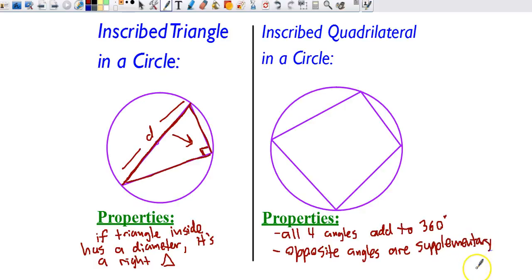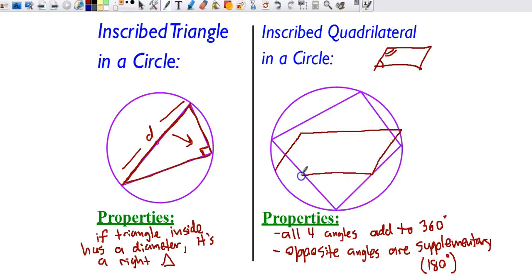Remember what supplementary means? Remember they add to 180. So that's going to be a little bit different than parallelograms, because remember in a parallelogram, it wasn't the opposite angles that were supplementary, it was the consecutive angles. Those two added to 180 in a parallelogram. But you can't make a parallelogram in a circle. Look, it doesn't work. You can only at most get 2 points of that parallelogram on it. So it's not going to meet that same requirement.